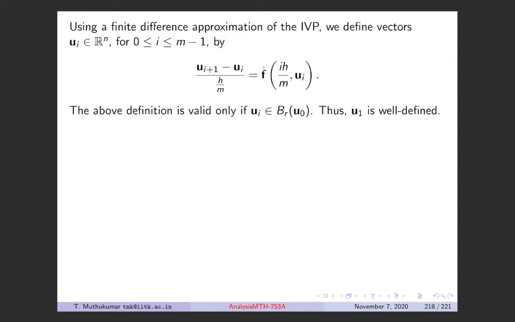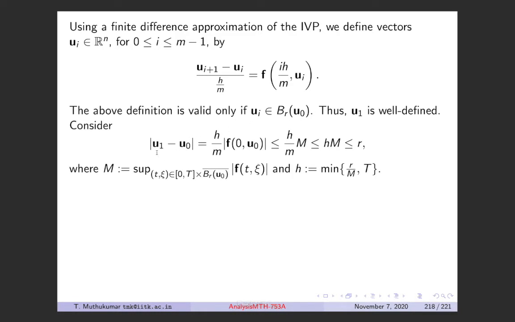then since u0 is in this ball, because this is a ball of center u0, u1 is well defined. There's no issue with u1. Now the question is, for u2, u1 should be in the ball of radius r centered at u0. So we need to verify whether u1 belongs to this ball, which means u1 minus u0 should be less than r. That is, the distance between u1 and u0 should be less than r.